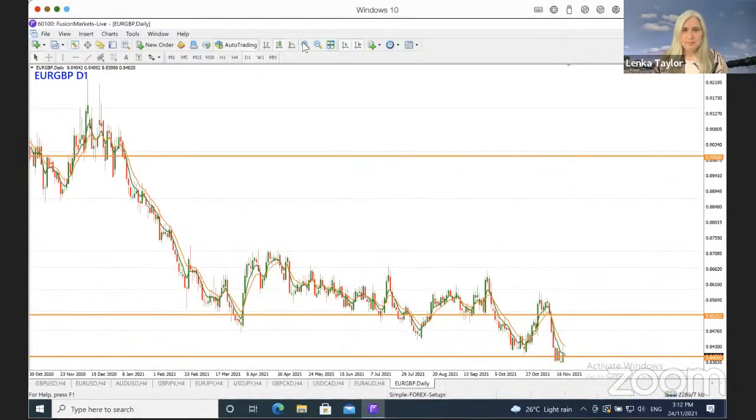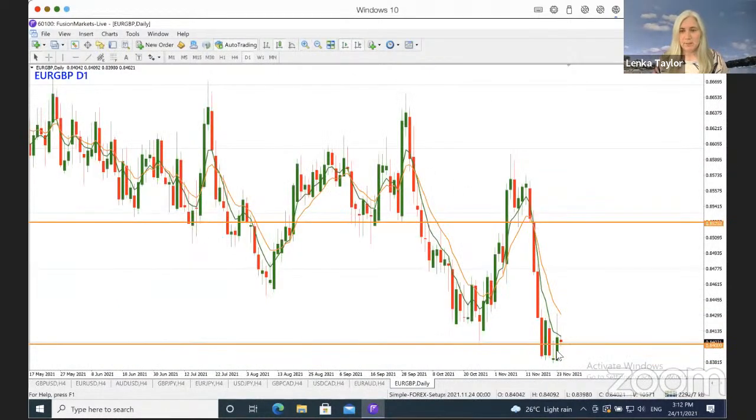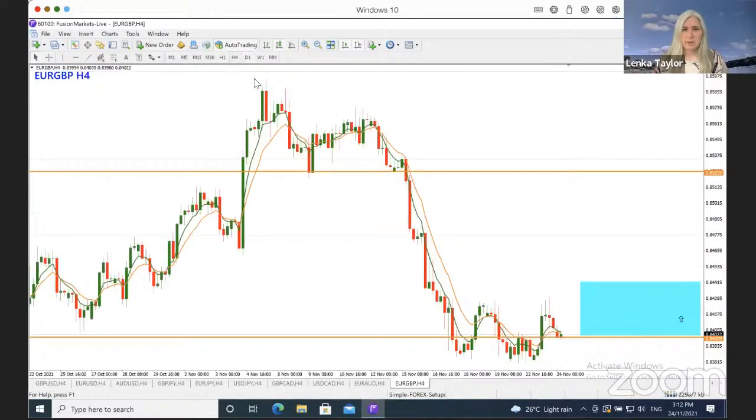On the daily, it's just going sideways at the moment, which is great. Always like to see something going sideways first and then reverse. And on the 4 hourly, going sideways.